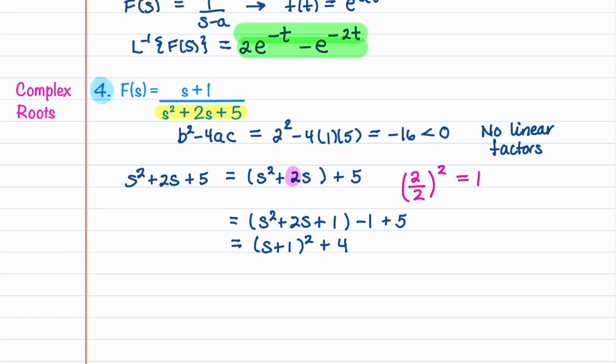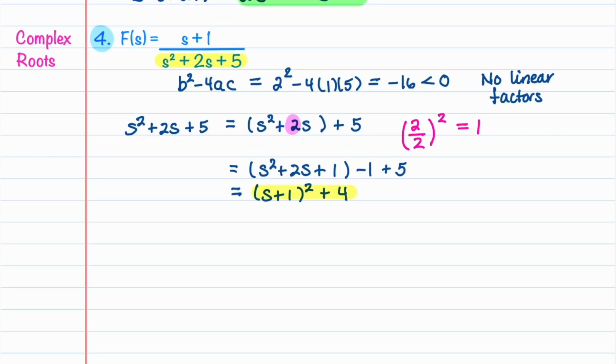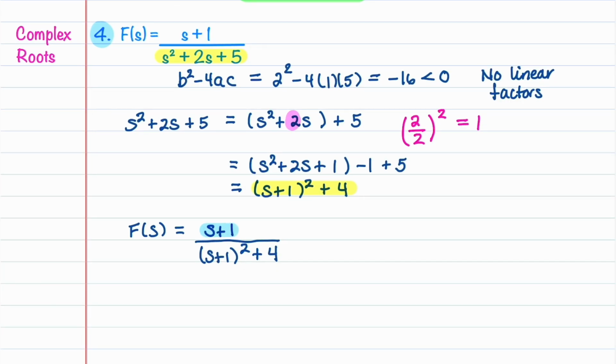So our denominator is now equal to this expression. Let's write that down. We have capital F of s is equal to s plus 1 all divided by s plus 1 quantity squared plus 4. Now we need to see what formula in our table this matches up with. Notice that we have an s plus 1 instead of an s.